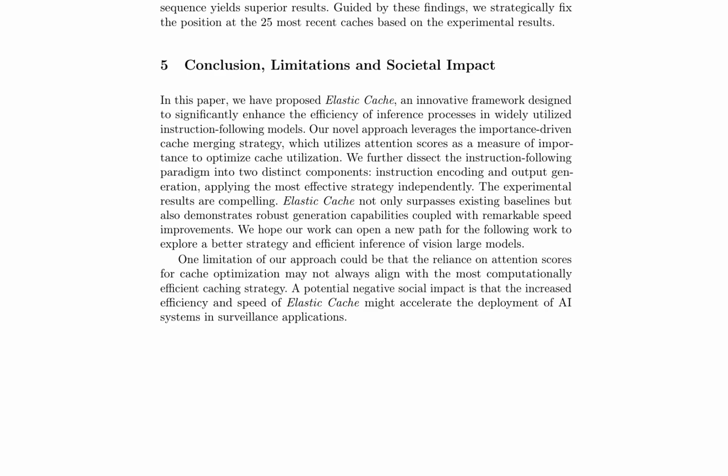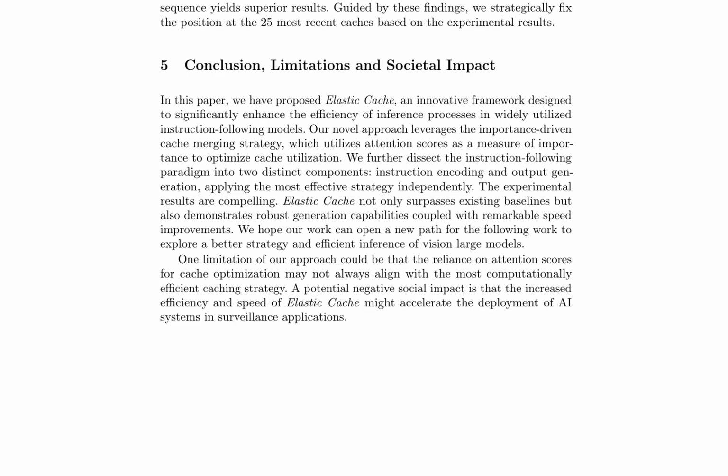The authors conclude that their proposed elastic cache framework significantly improves the efficiency of inference processes in widely utilized instruction following models. This novel approach leverages an importance-driven cache merging strategy, utilizing attention scores as a measure of importance to optimize cache utilization. Experimental results demonstrate that elastic cache outperforms existing baselines, showcasing robust generation capabilities and remarkable speed improvements.